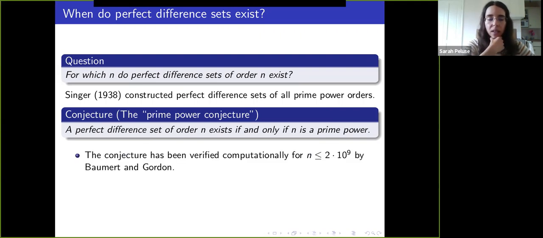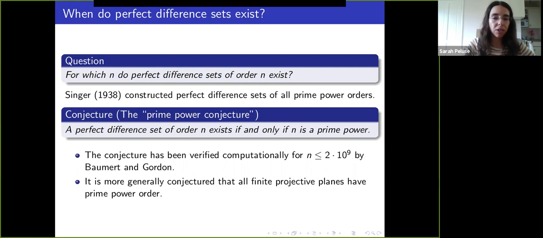So what do we know about this? It's been verified computationally for all n up to 2 billion, so there's a lot of good evidence there for it being true. You can more generally conjecture that all finite projective planes have prime power order, not just the cyclic ones. As an example of how this is a strictly more difficult conjecture, while we know that the prime power conjecture for perfect difference sets is true for all n up to 2 billion, we don't even know if there's a finite projective plane of order 12. So I'll just be talking about perfect difference sets today.